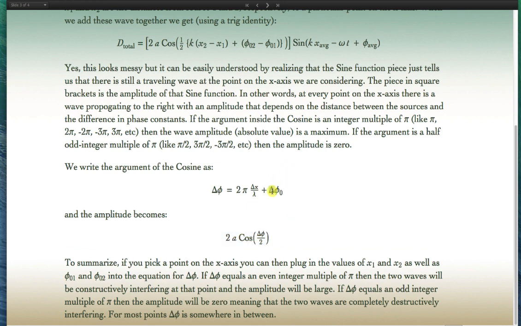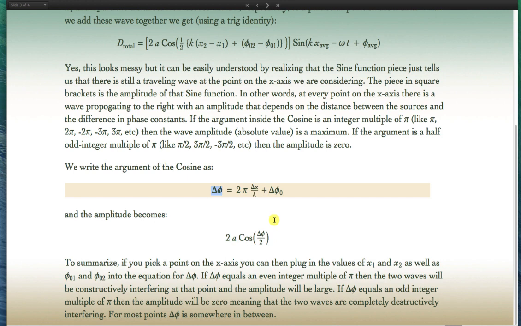You can have all kinds of possible values for delta phi 0, all kinds of possible values for delta x. The bottom line is if this delta phi comes out to be an odd multiple of pi, then you're going to divide that by 2, and you're going to get an angle in the cosine function that makes cosine of that angle equal to 0. You're going to have total destructive interference.